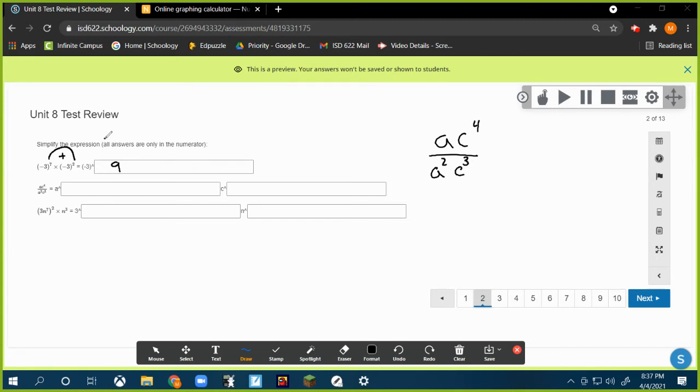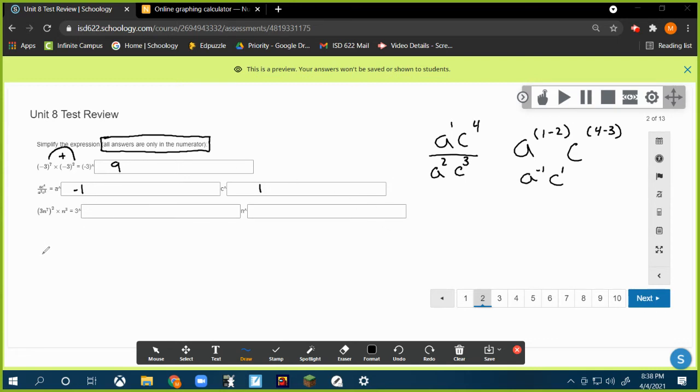And if you notice in the directions, it says all answers are only in the numerator. That means the top of the fraction. So I'm going to move everything up. Again, that's a 1. So we're going to say, what's A 1 minus 2 and C 4 minus 3. Well, A 1 minus 2 is A to the negative first. C to the 4 minus 3 is 1. So negative 1 and positive 1. That's all you're doing.